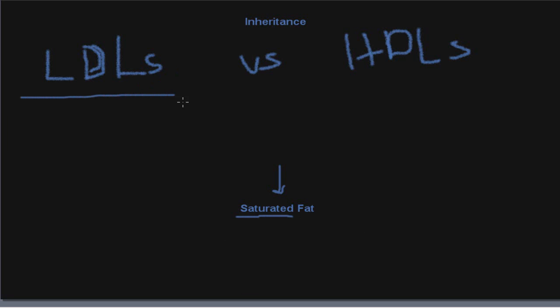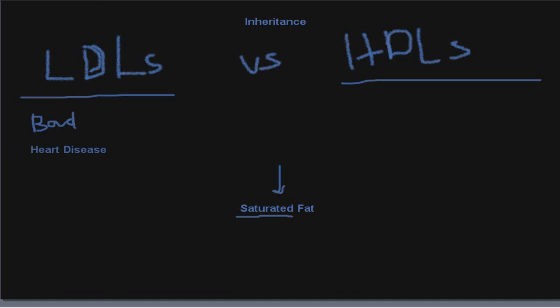They can be good cholesterol as well, and HDLs is one of them. But LDLs are bad, and they can lead to heart disease. I'll type this up actually. Heart disease.